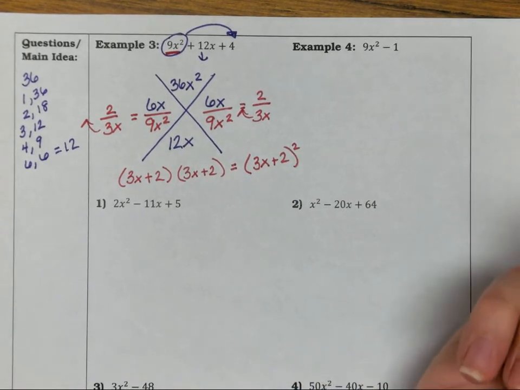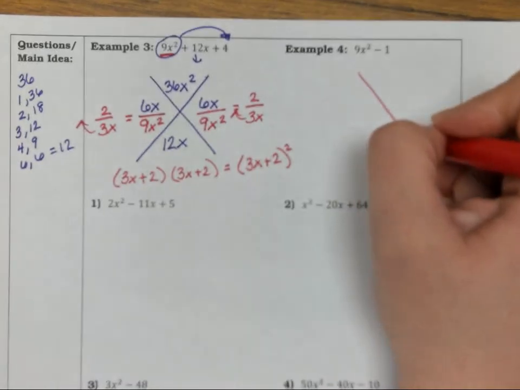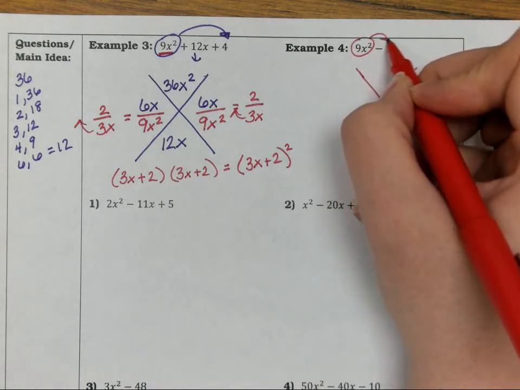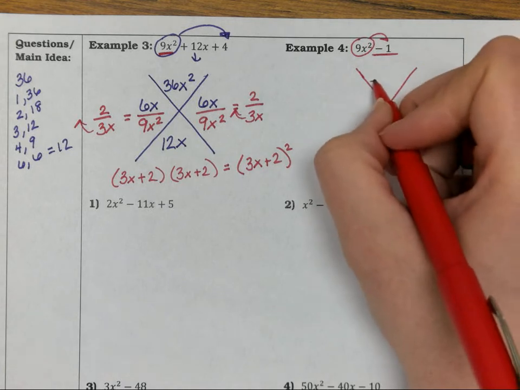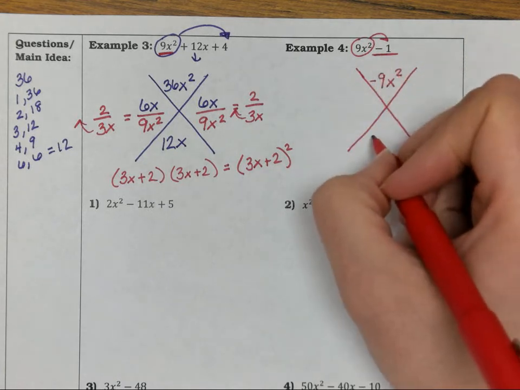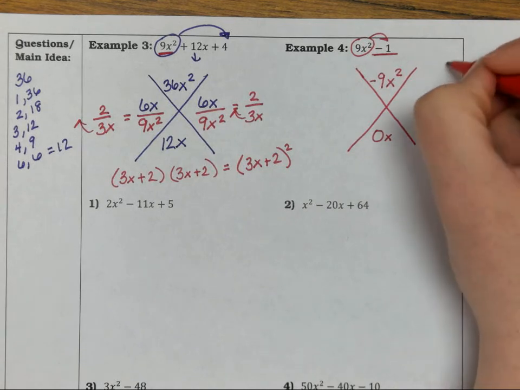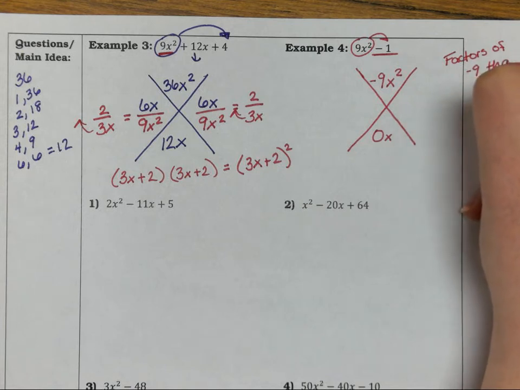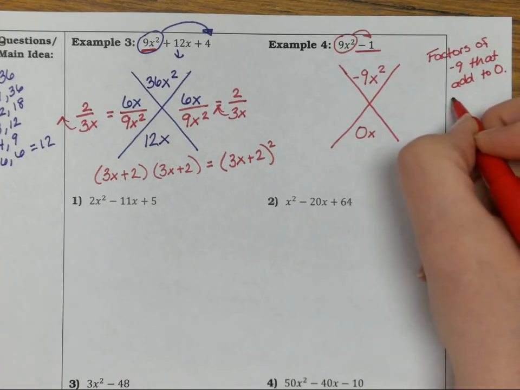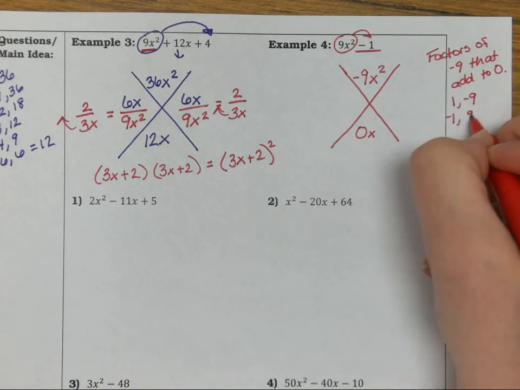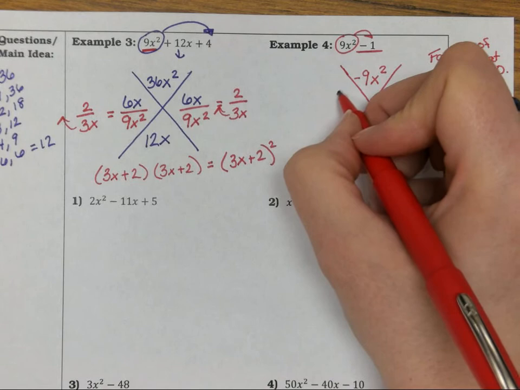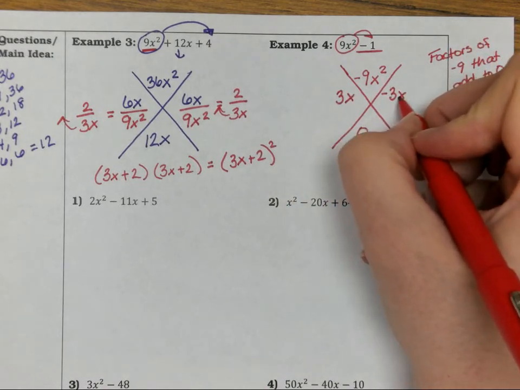All right, in example 4, draw your magic X. No greatest common factor, so first term times last term, which is all there is. So I have negative 9x squared. My middle term is 0. So what are my factors of negative 9 that add to 0? Well, factors of negative 9 are 1 and negative 9, negative 1 and 9, or 3 and negative 3, which adds to 0. So I want to write 3x, negative 3x.